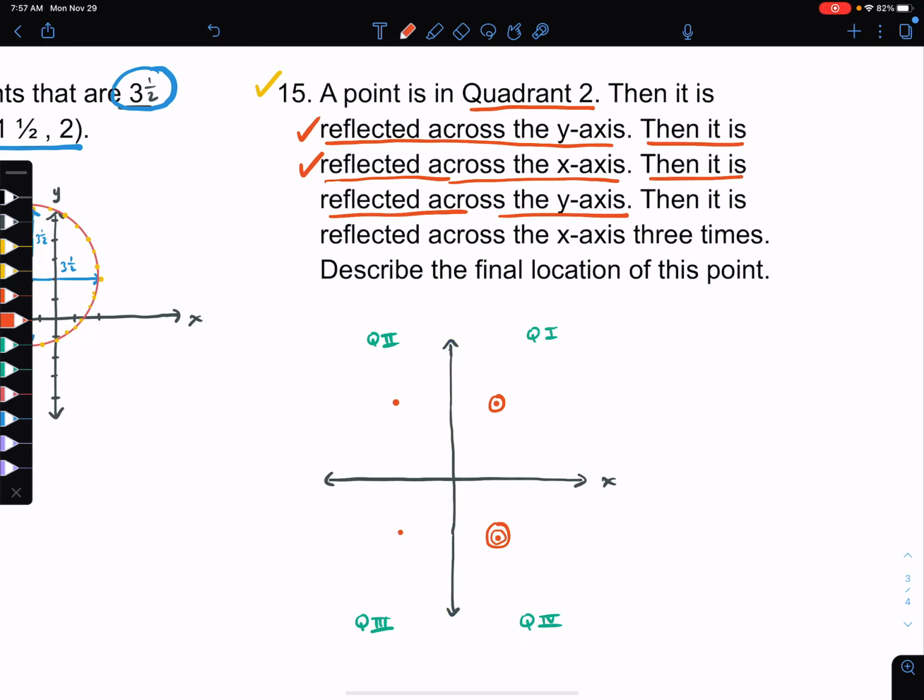I'm going to put that right over here. This is the 3rd thing we've done here. I don't know why I decided to circle it, but it looks like a bullseye. Then it is reflected across the x-axis 3 times.